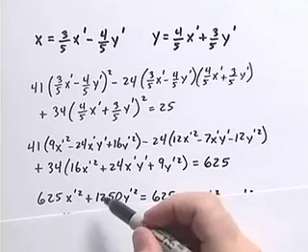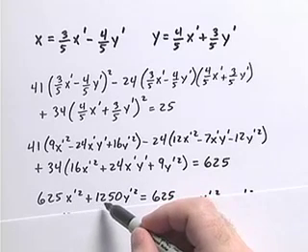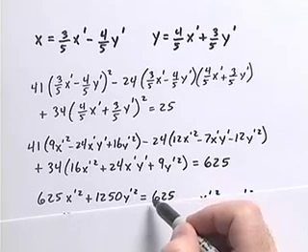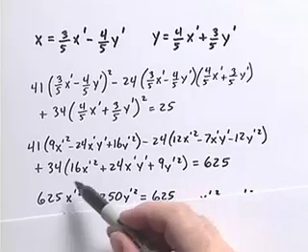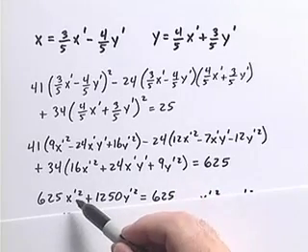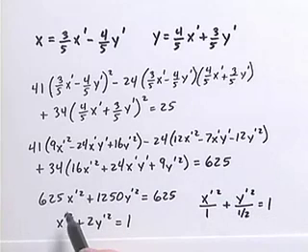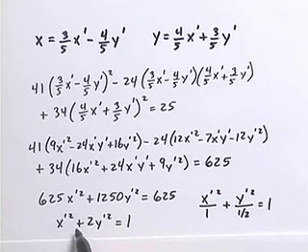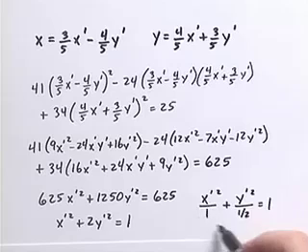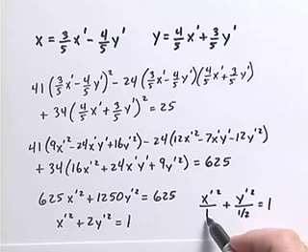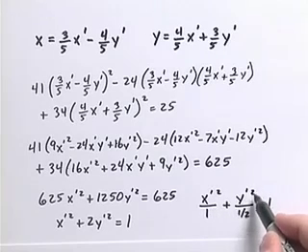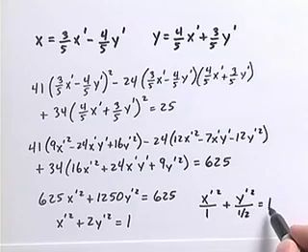625x prime squared plus 1,250y prime squared equals 625. So everything goes away except for these two terms. If we divide both sides by 625, we get x prime squared plus 2y prime squared equals 1. Then we'll rewrite that in this form: x prime squared divided by 1 plus y prime squared divided by 1/2 is equal to 1.